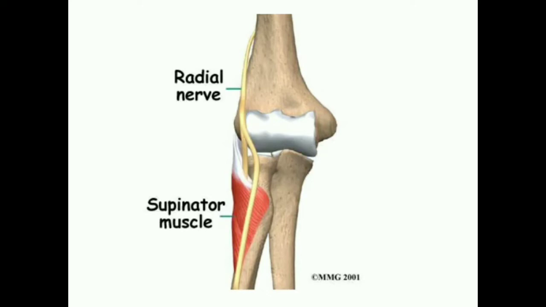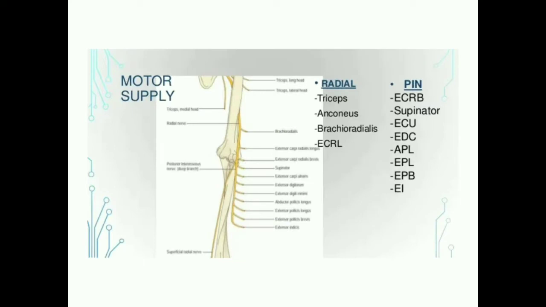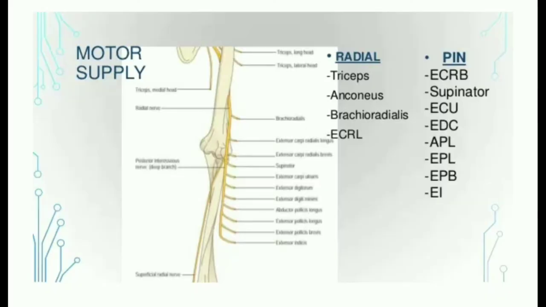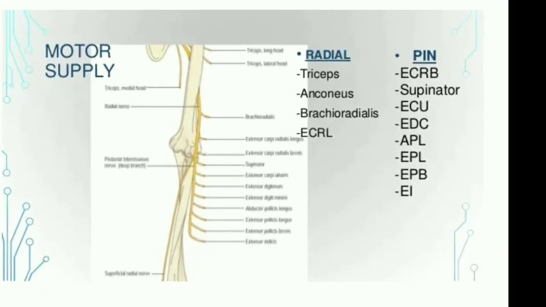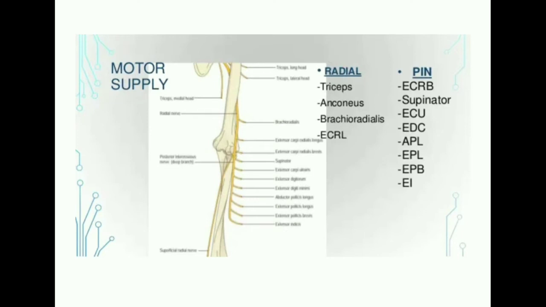Let's see what they are: extensor carpi radialis brevis, extensor carpi ulnaris, extensor digitorum, extensor indicis and extensor digiti minimi. It also innervates extensor pollicis longus and extensor pollicis brevis. These are the muscles we have given here. After supplying all of these muscles, it finally ends as a pseudoganglion.